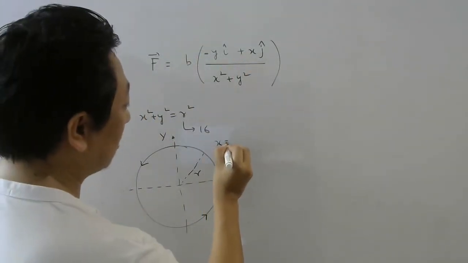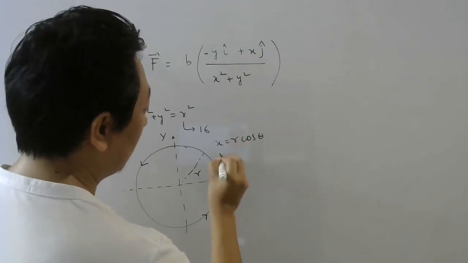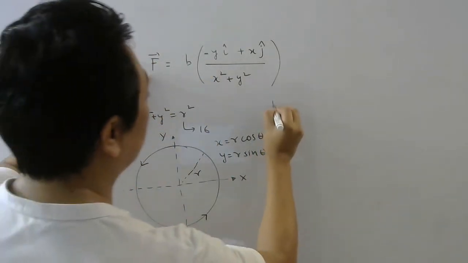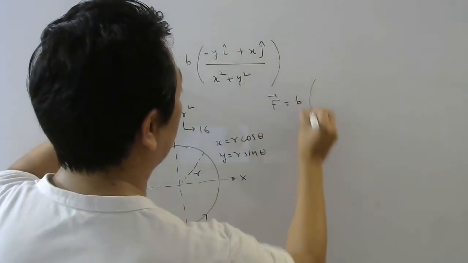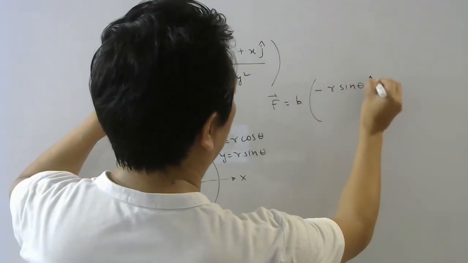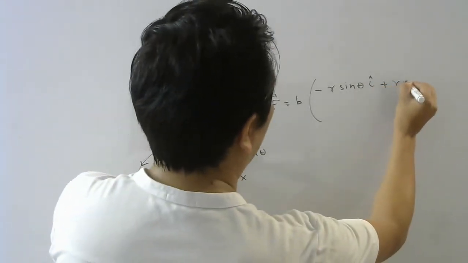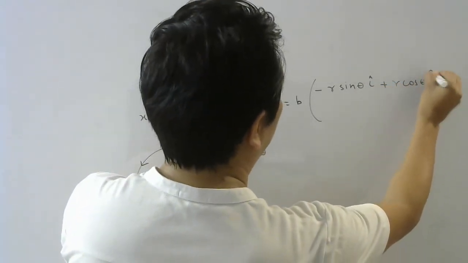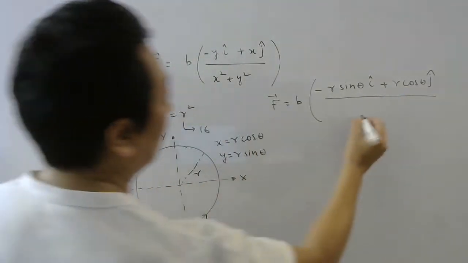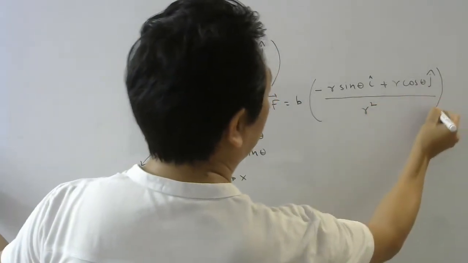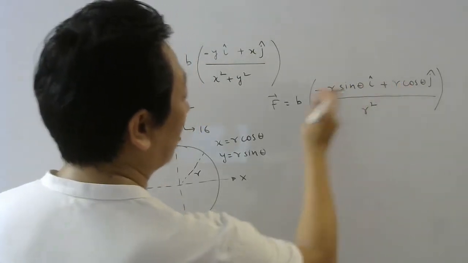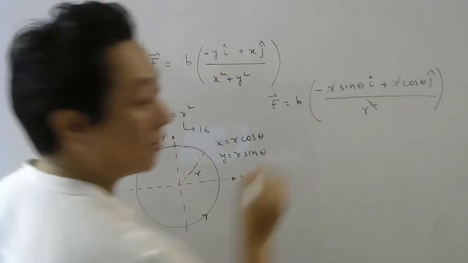What was x in terms of polar coordinate? r cos theta. And what was y? r sin theta. Right? If I substitute this here, my force vector will be B times minus y, which is r sin theta, i cap, plus x, which is r cos theta, j cap, divided by, and in the denominator x square plus y square can be directly written as r square, isn't it? Now notice one r you can take common and then cancel with this r.